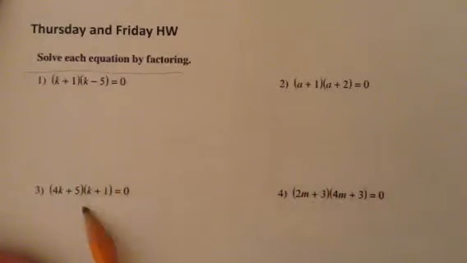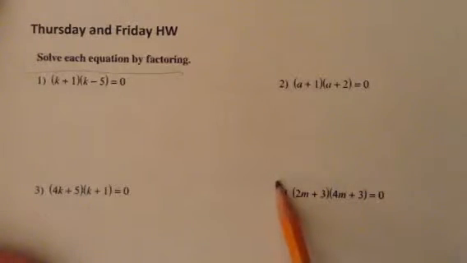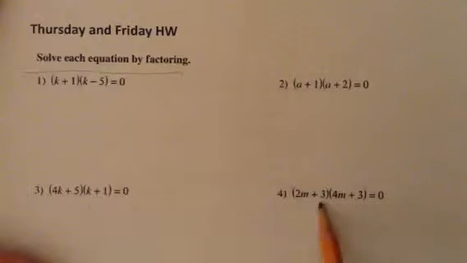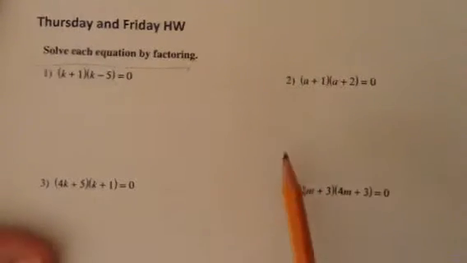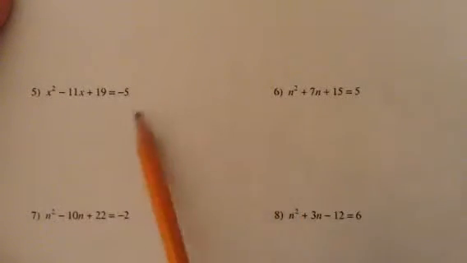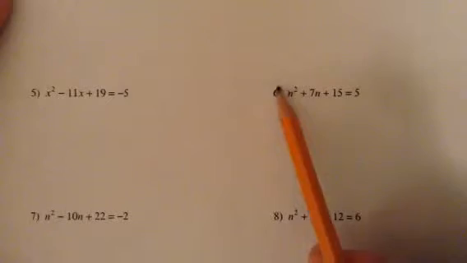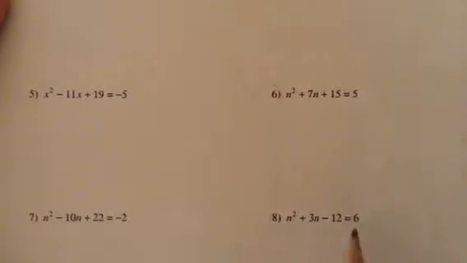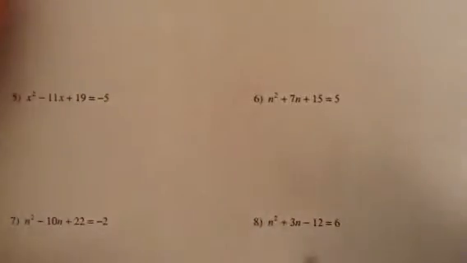If you notice, this one's already factored, this one's already factored, and this one's already factored. So for these four, the hard part is done for you. You just need to set the different factors equal to 0 and find the different answers. It's down here where you need to go through a couple of steps. So I'm going to do problem number 6, and then your job is to finish the rest of them.